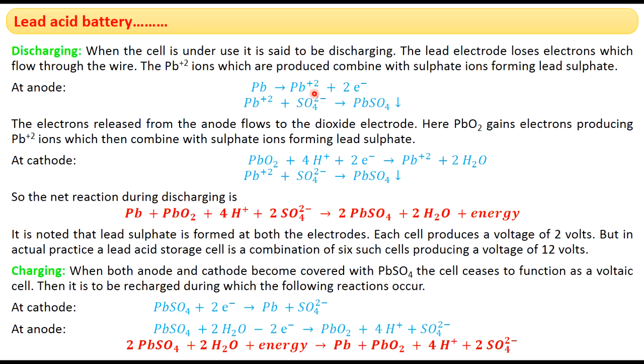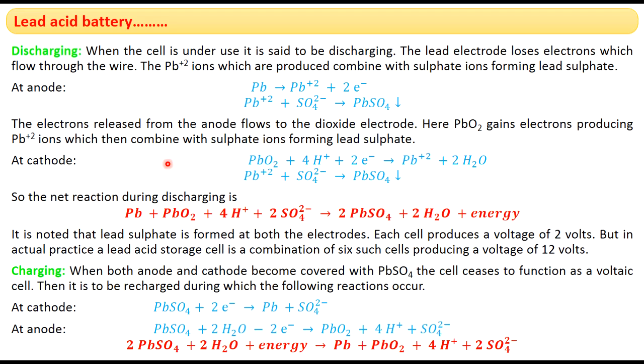The Pb2+ ions combine with the sulfate ions which are present in the electrolyte sulfuric acid and form lead sulfate. So at the anode, lead undergoes oxidation and 2 electrons are produced. Lead sulfate is also produced, that will be precipitated at the anode.